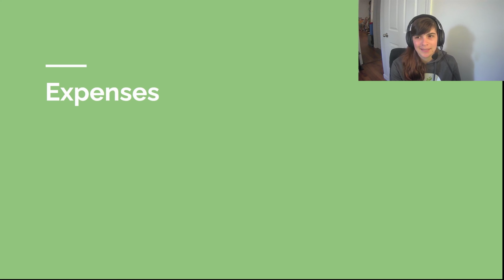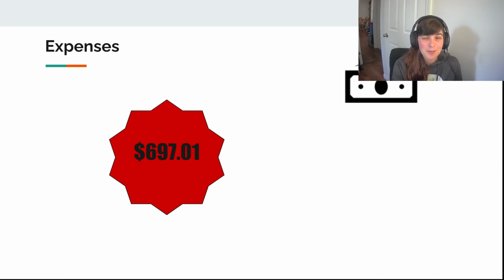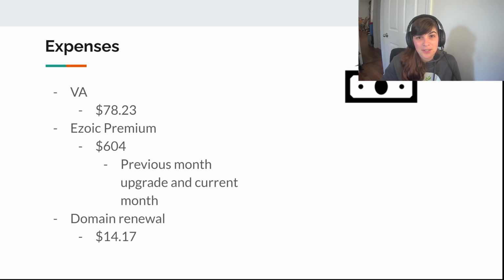So now we're into expenses. Unfortunately, this month was pretty high in expenses. It was almost $700, $697. And this is how it's broken down. I do have my VA who is writing some content for me. A lot of the content that was created last month actually hasn't been posted this month, so there'll probably be a few coming up in month 11, but I usually pay around $100. It was only $78. She wasn't able to get all the hours in.